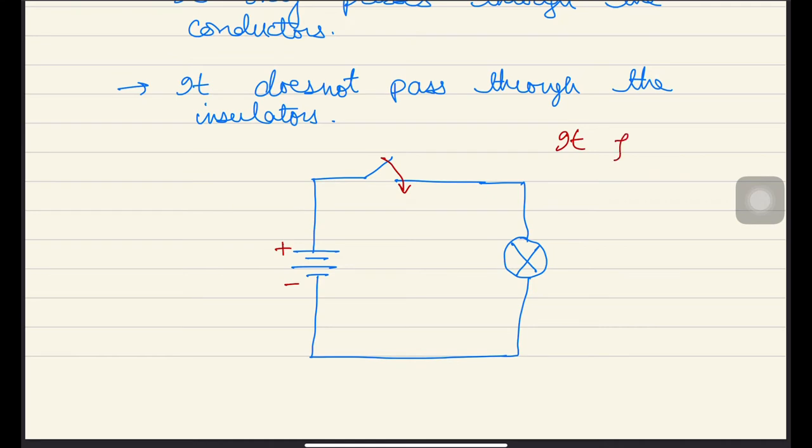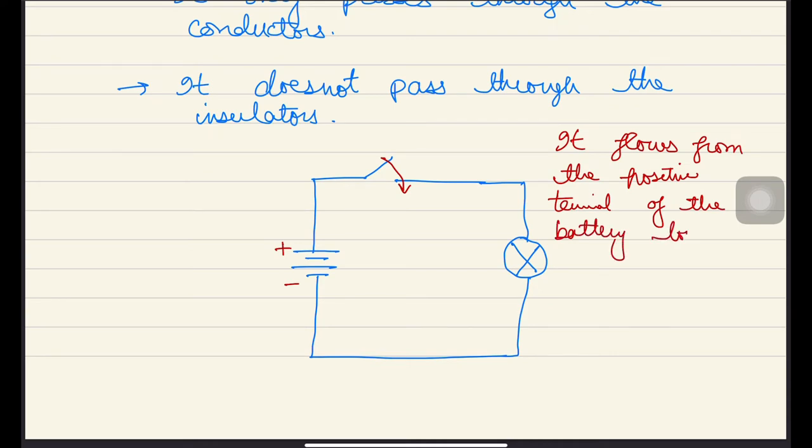It flows from the positive terminal of the battery towards the negative terminal. So that's the direction of the current. Okay, now we have to discuss how the current flows basically.